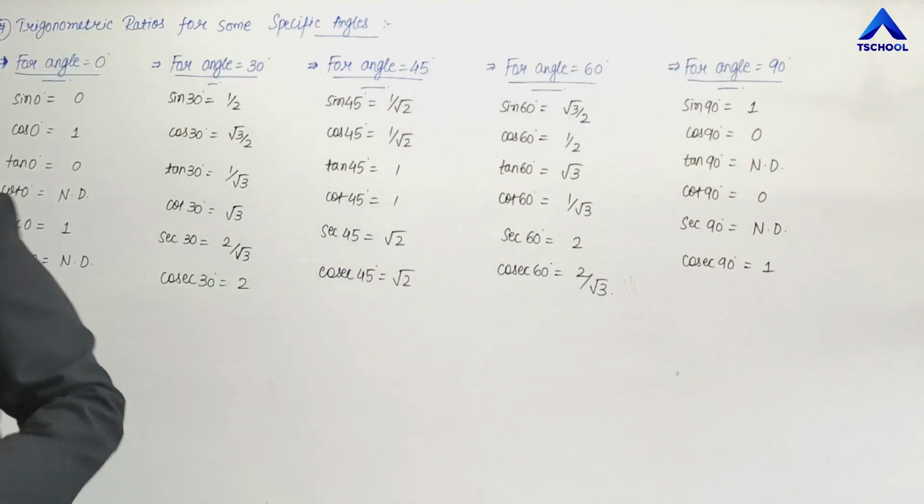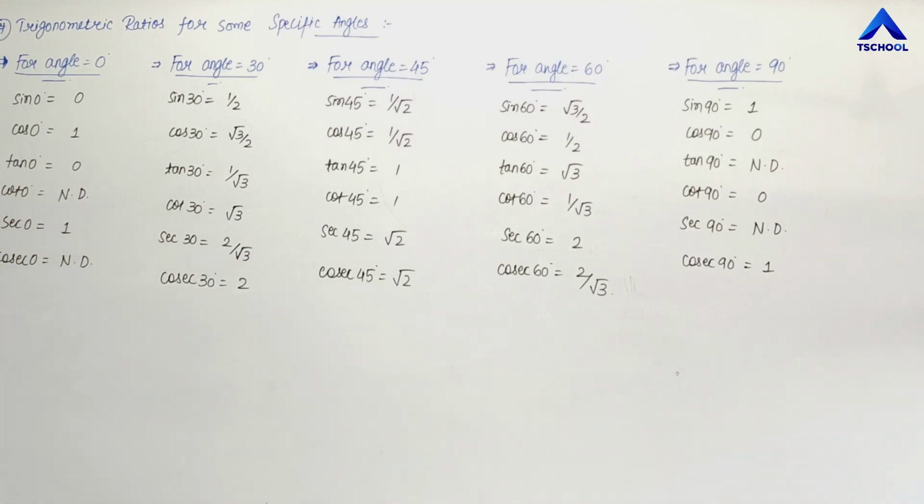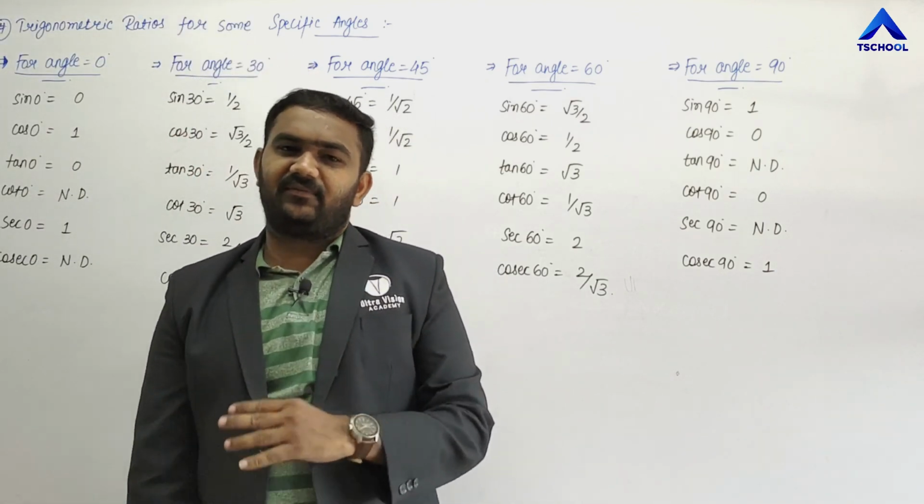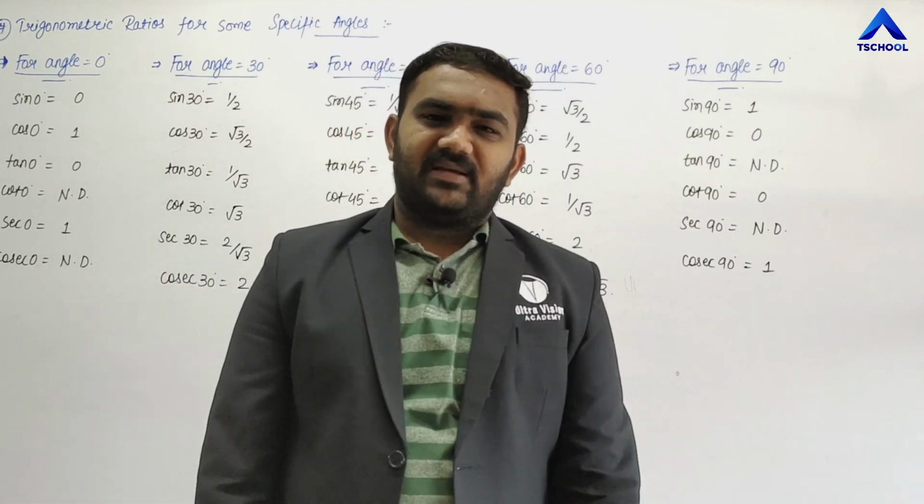Is this thing clear? So that's it about the trigonometric ratios for some specific angles. We have seen all 5 of the angles here, that is 0, 30, 45, 60 and 90. Is it clear, friends?